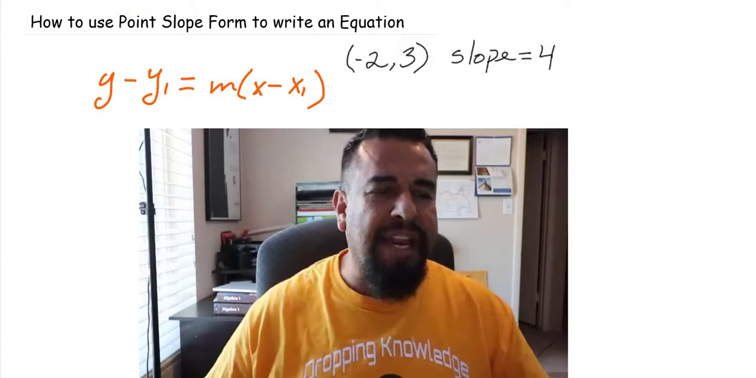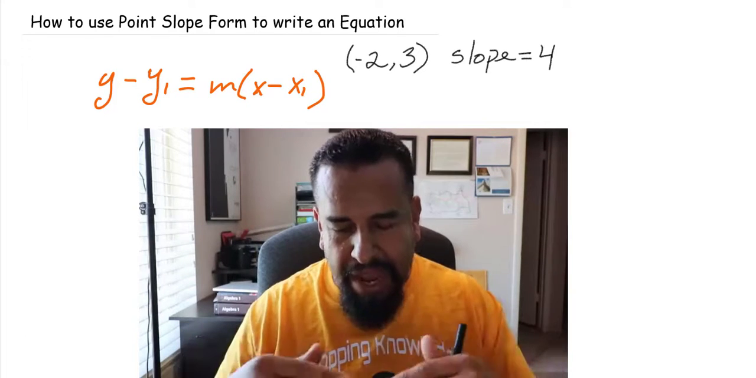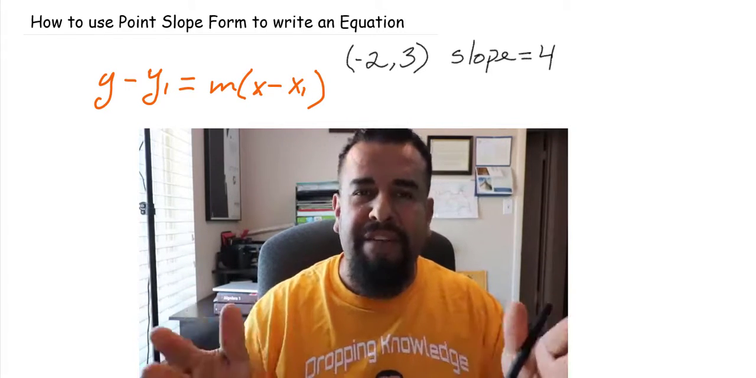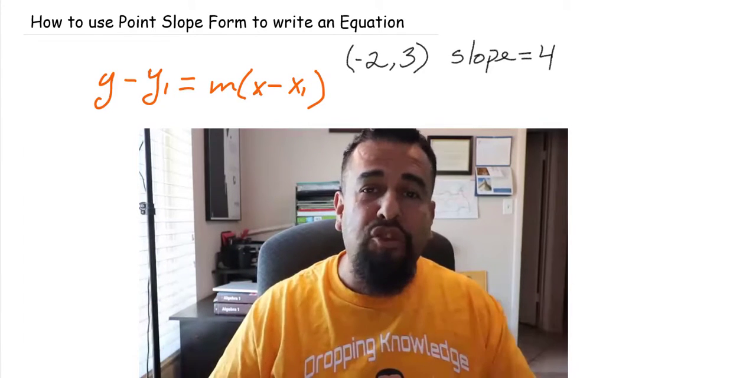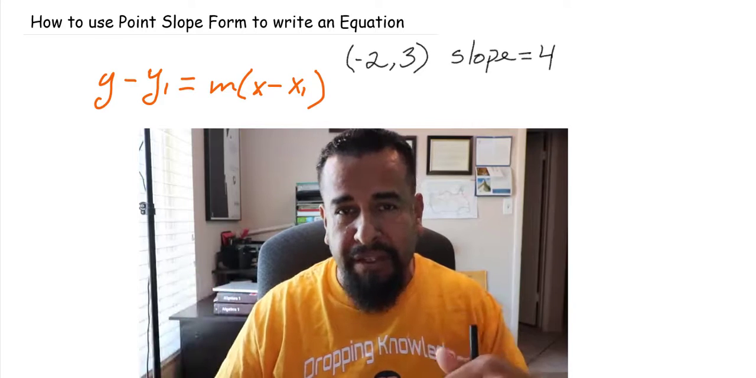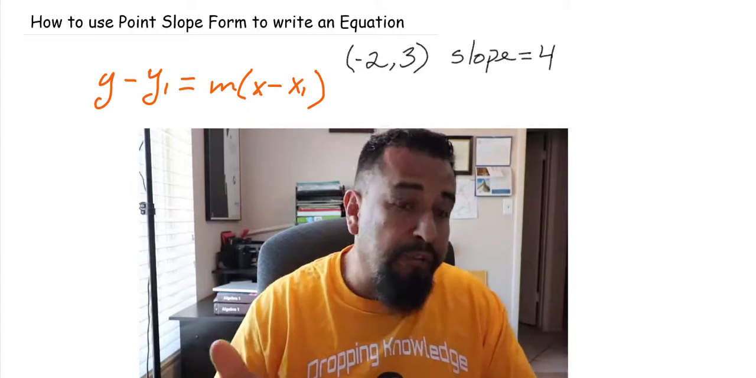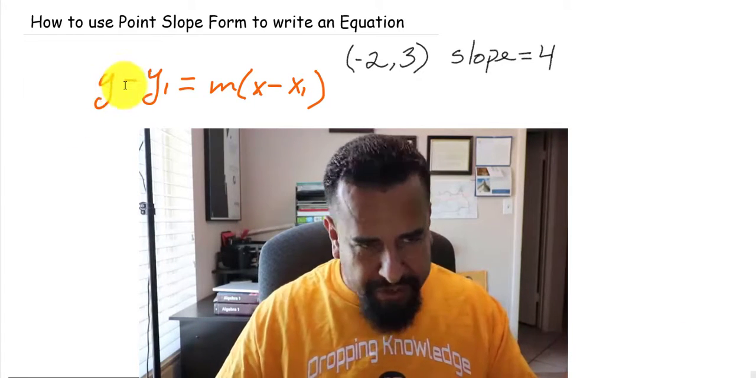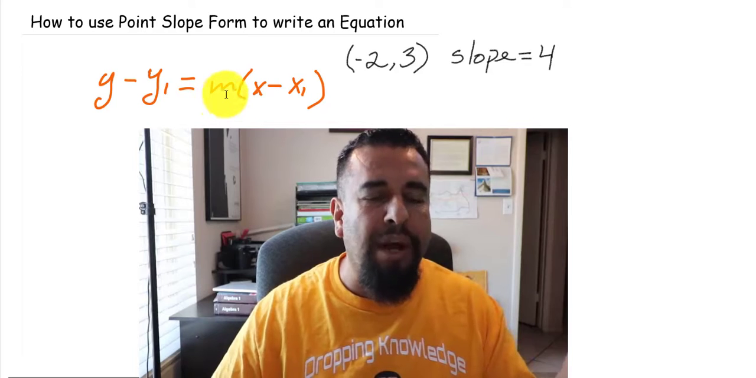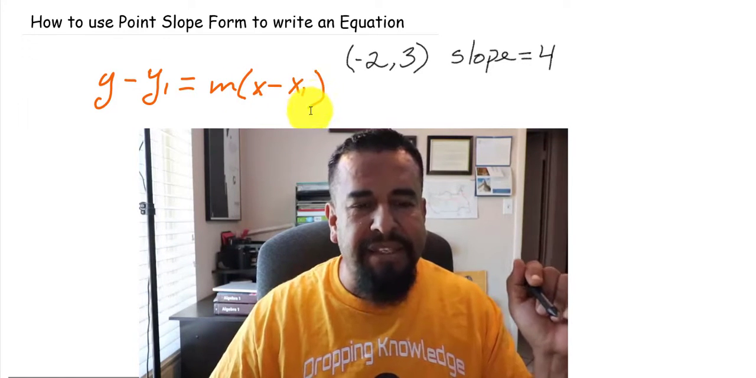All right, so today I want to show you how to use point slope form to write an equation. This is useful when they just give you one ordered pair and the slope, or they simply give you two ordered pairs and you have to find the slope and then, of course, use this formula. As you can see right here, I've already written it here for you. y minus y1 equals m, which is our slope, times x minus x1.